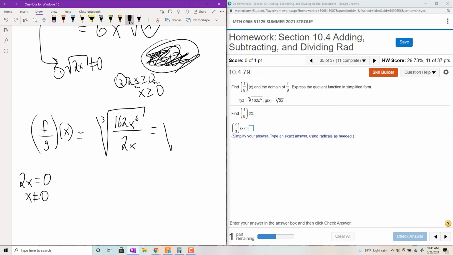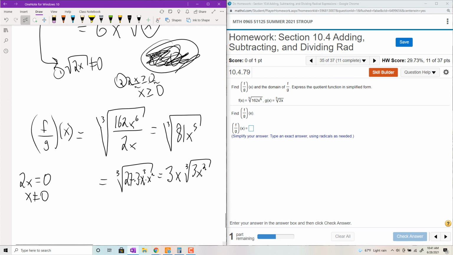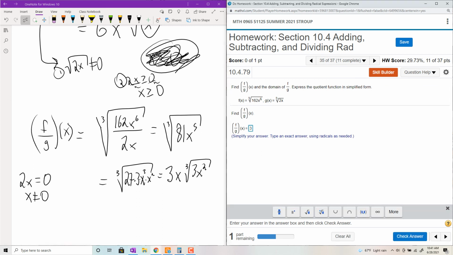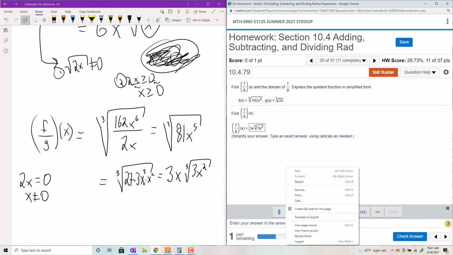Let me go ahead and find the simplified form now. So 81x to the 5th here, and then that would be the cube root of 27 times 3 times x cubed times x squared, which will be 3x cube root of 3x squared. Okay, so let's put that in there. They should really ask you the domain first. I mean, honestly, they're trying to nth root of 3 and then 3x squared.